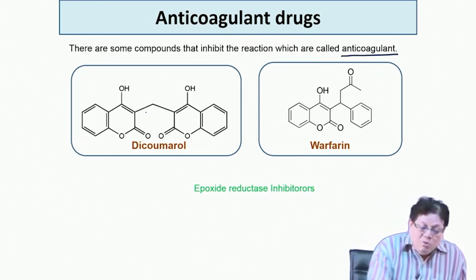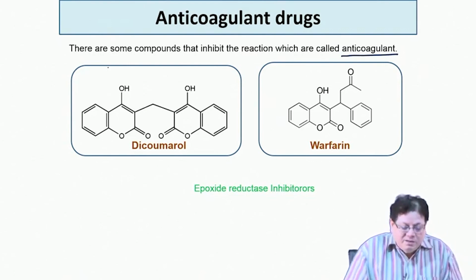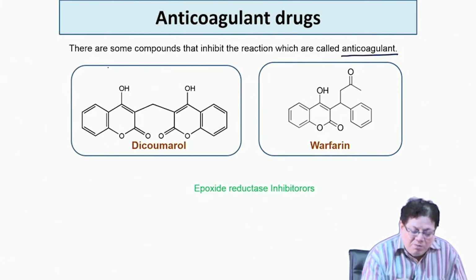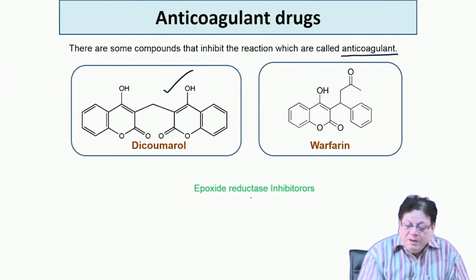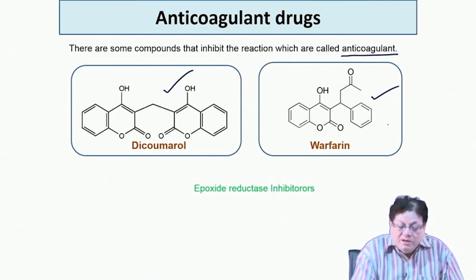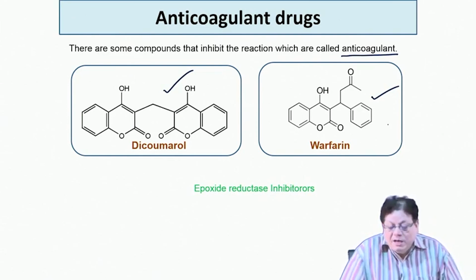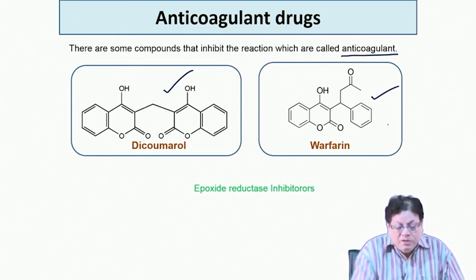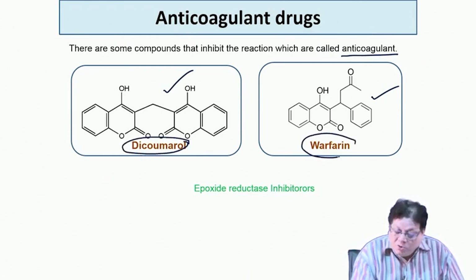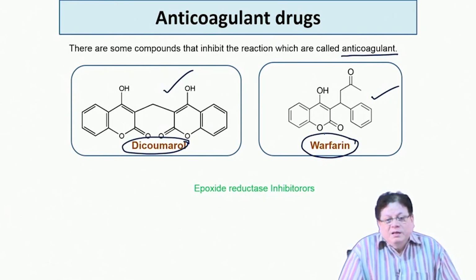So, you need what are called blood thinners, that means compounds that allow the blood not to clot, and there are compounds like dicumarol, and there are compounds like warfarin, the structure is shown here. They are used as blood thinners, but they can also be used to kill pests, as pesticide or insecticide.